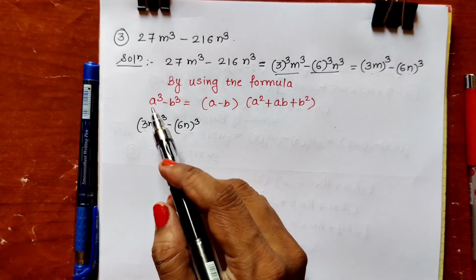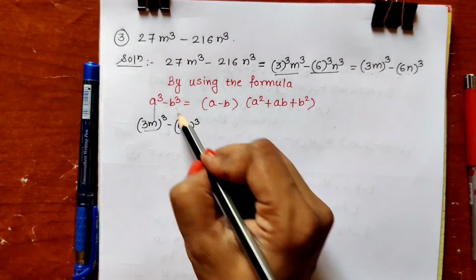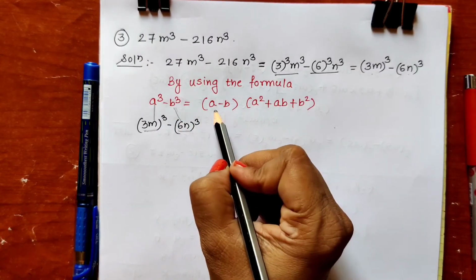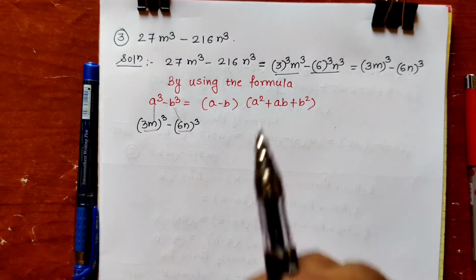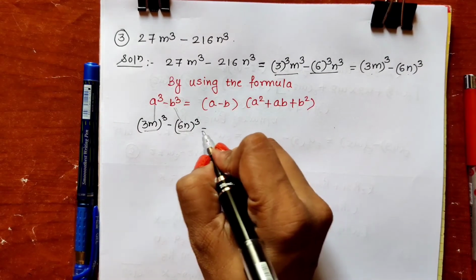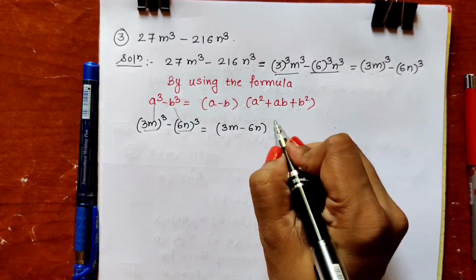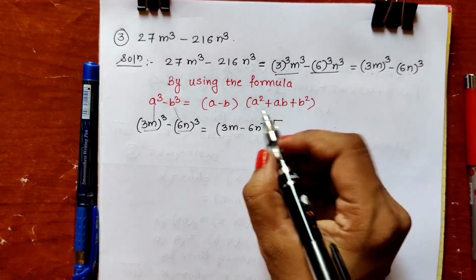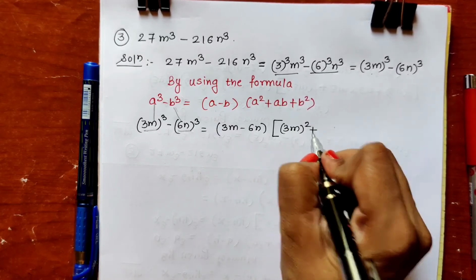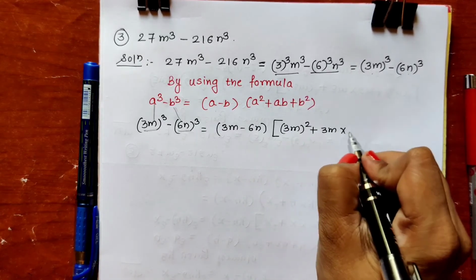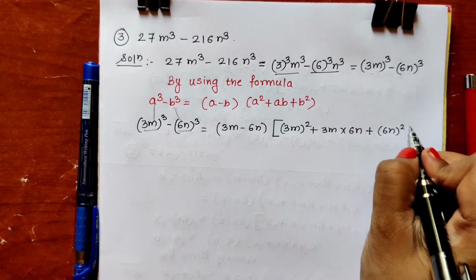Now from the formula, our a is 3m here. a is 3m and b is 6n. So in place of a we will be writing 3m, in place of b we will be writing 6n. So let us write a minus b means 3m minus 6n, and we will be writing in square bracket. a square means (3m) square plus 3m into 6n plus (6n) square.